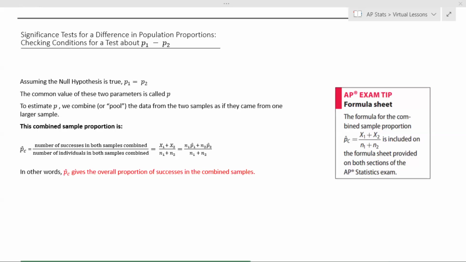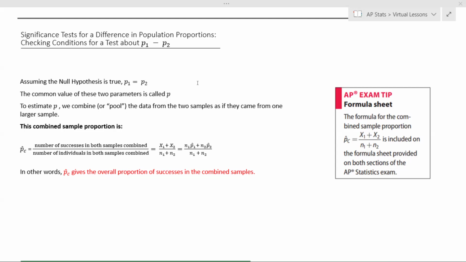All right, guys, Mr. Antonucci here, and in this video, we're going to talk about checking the conditions for a test about a difference of two proportions. So we're performing a test where we assume the null hypothesis is true, where the two proportions are equal.